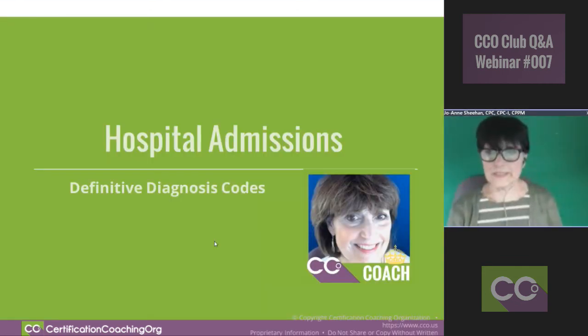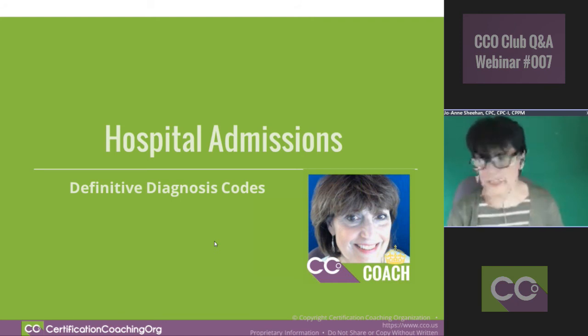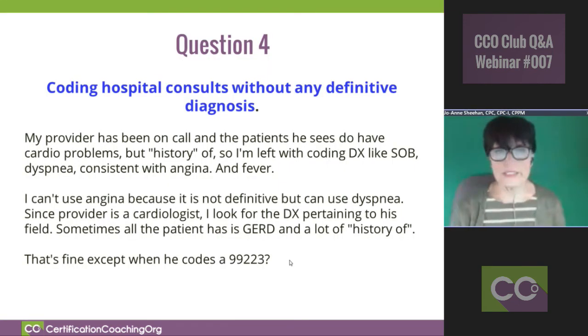Now let's talk about hospital admissions. This gets a little tricky, because doctors, I'll admit, don't always give very precise documentation. So let's look here at some of the definitive diagnosis codes and how they would be coded. The question is about coding hospital consults without any definitive diagnosis.